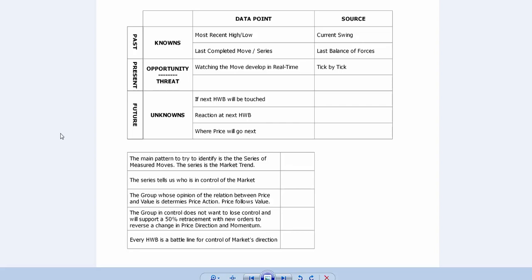The main pattern to try to identify is the series of measured moves, the series of the market trend. So the series tells us who is in control of the market, the group whose opinion of the relation between price and value determines price action. Price follows value. The group in control does not want to lose control and will support a 50% retracement with new orders to reverse a change in price direction and momentum. Again, every halfway back is a battle line for control of the market's direction.